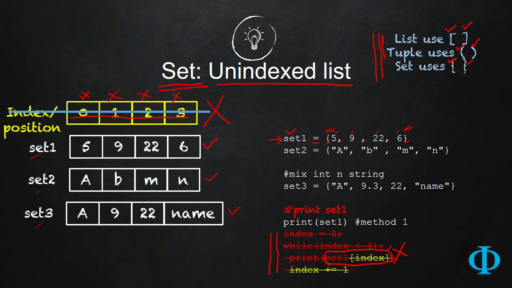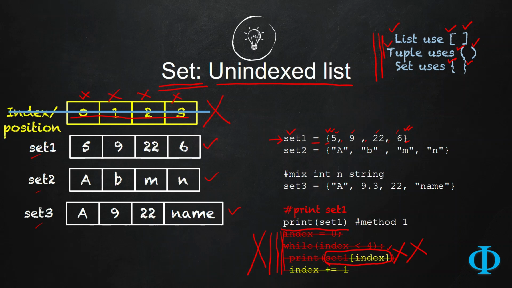This is not possible. This is possible in both list and tuple to access each individual element stored at a particular index, but this does not happen in set. So this entire while loop in here will not work in case of set. If you want to print the set, you have to print just like this, print set1.